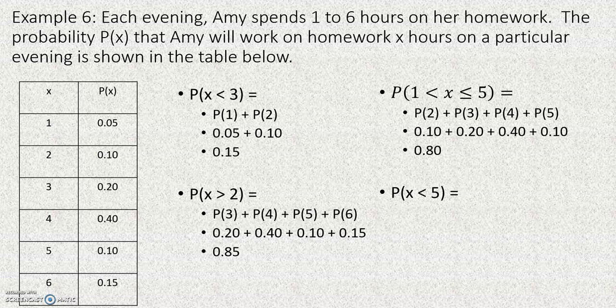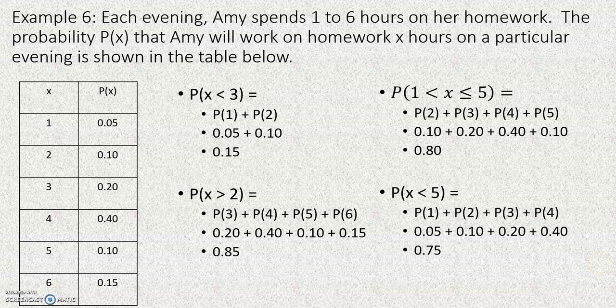And the probability that she spends less than 5 hours on her homework is 1, 2, 3, and 4 hours. 0.05 plus 0.1 plus 0.2 plus 0.4. It's 0.75. Those are the notes for section 11.2, events involving not and or.